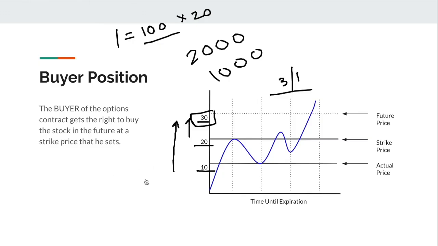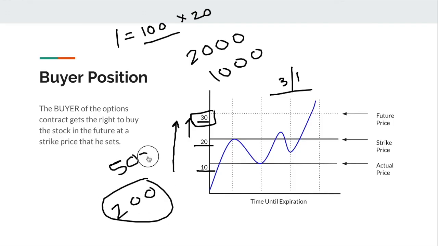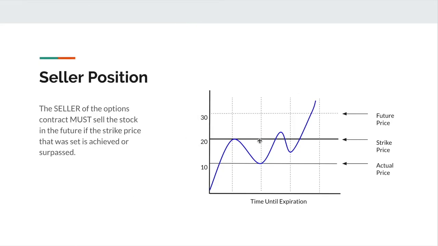So let's say you paid $50 to enter this contract, and the stock had moved up from $10 to $20, your contract value is likely to be $200. And there you go. You can sell this contract now and make that $150 profit without having to spend $2,000 to buy the stock itself. And that'll make more sense in the later slides as we go through the buying and selling positions of the contract at Ayanti Trading. So let's take a look at the seller's position.